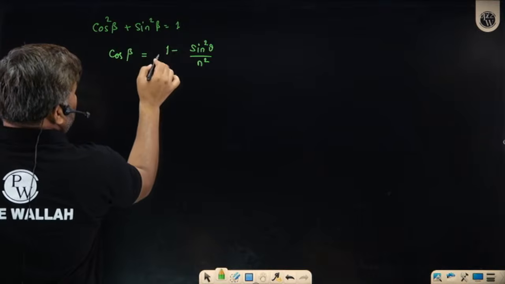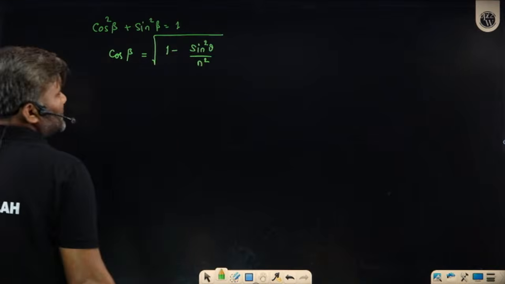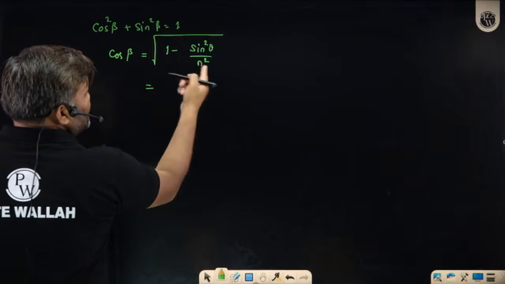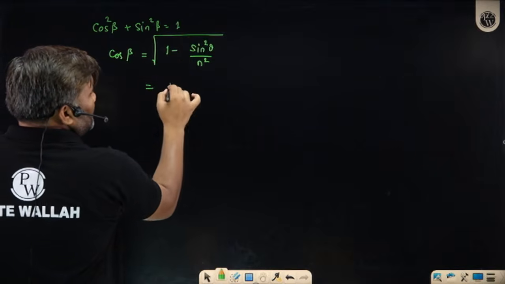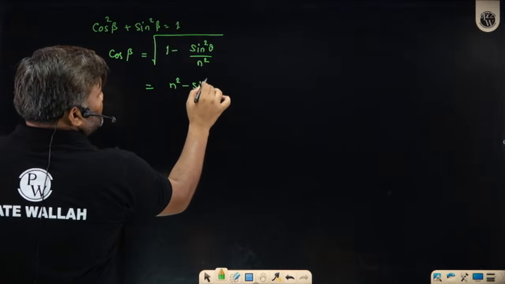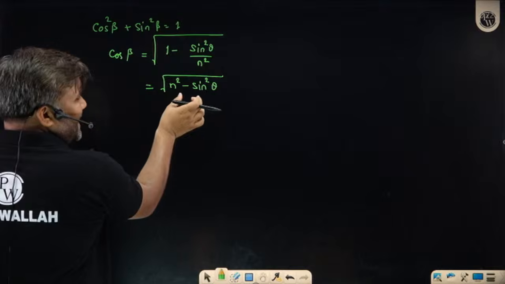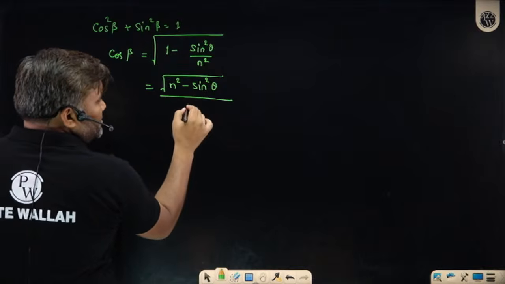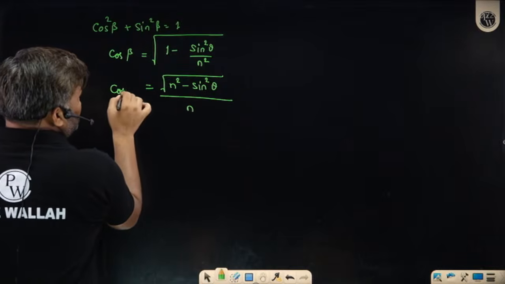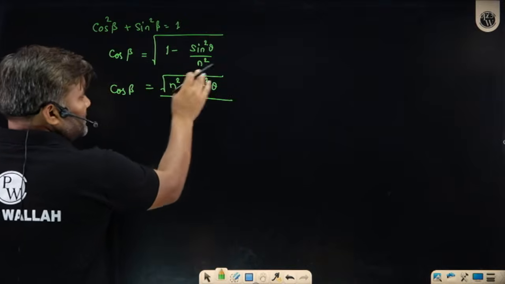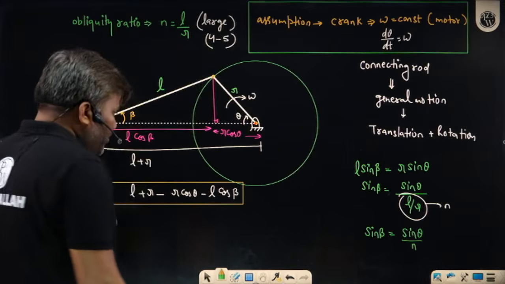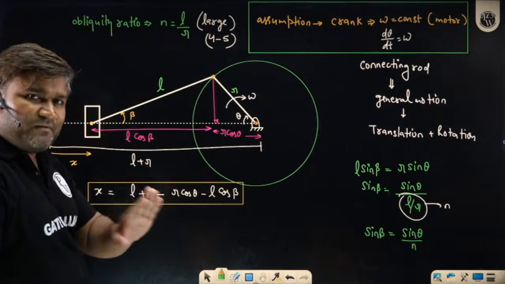So cos beta will be the square root of this entire thing. And the square root of this entire thing can be written as, n square goes this side, n square minus sin square theta inside the root. And the square root of n square can be taken out as n. So we have got cos beta as the square root of something divided by n. I have got the value of cos beta.